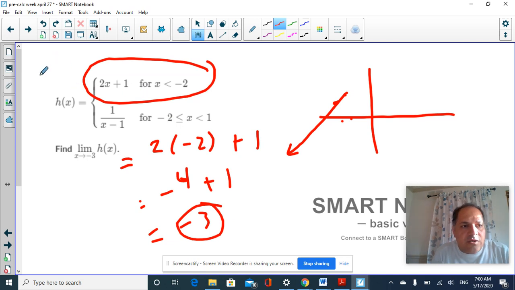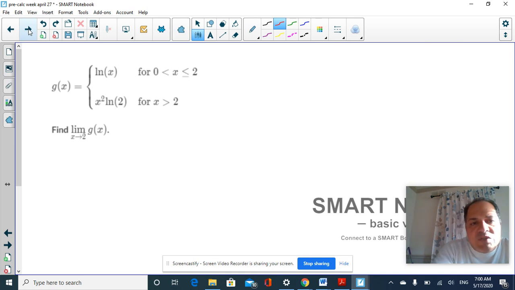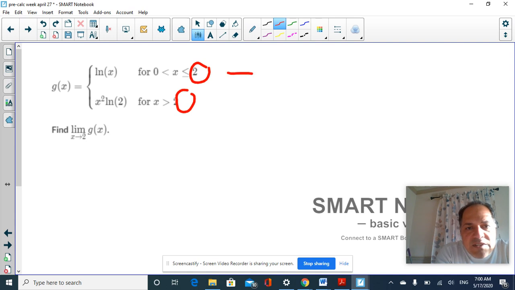So do we have any more questions we can cover? Yes, we have one more. If you look at this function, we are looking for the limit of g of x when x approaches 2. Which part do we use? We have 2 in both, so we have to look from left and right. This represents less than 2, from left. This is greater than, so from right.